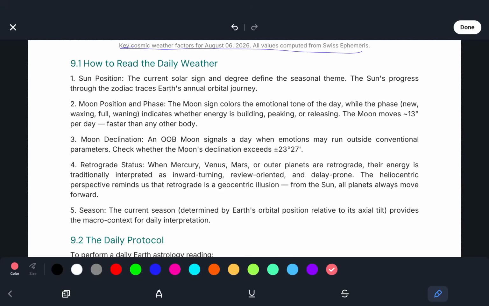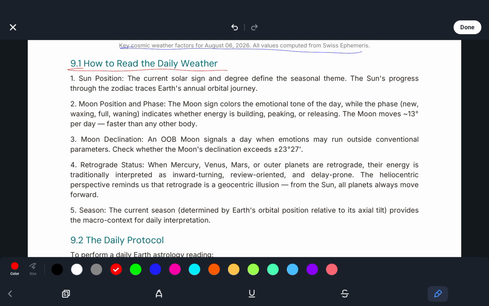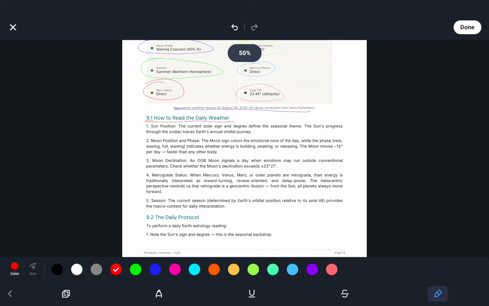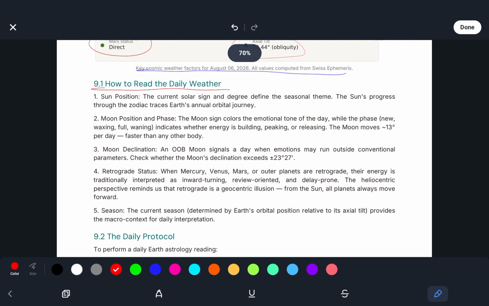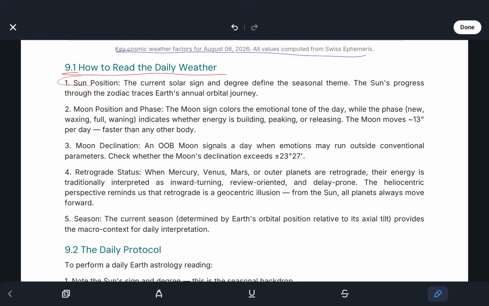Alright, how to read the daily weather. So this is part 2. Check out the other video with Peace and Love where we went in depth about a lot of telluric astrology with Perplexity already. So, how to read this daily chart.